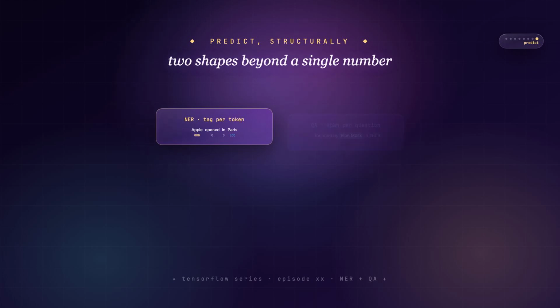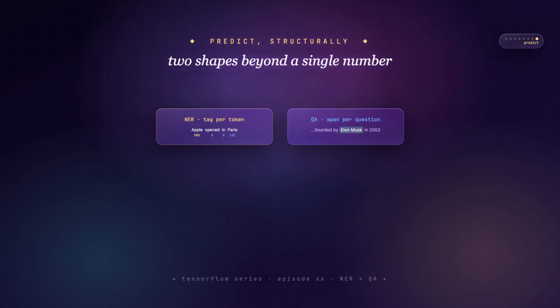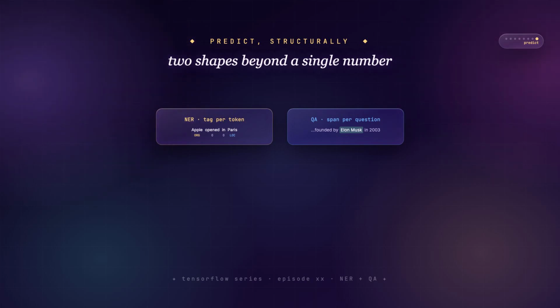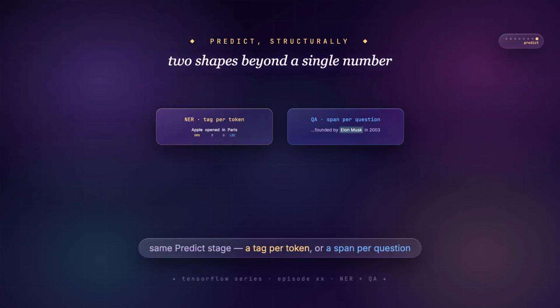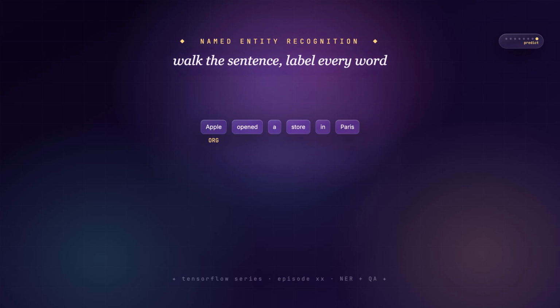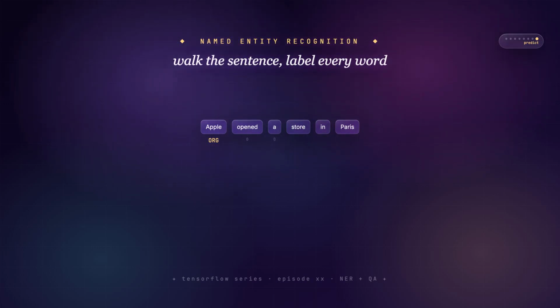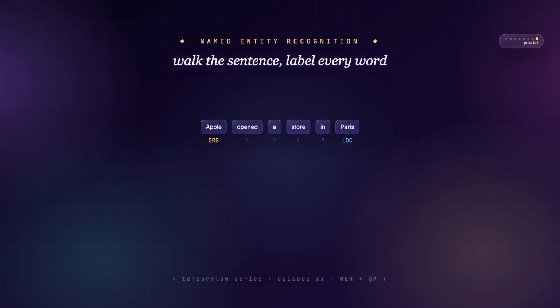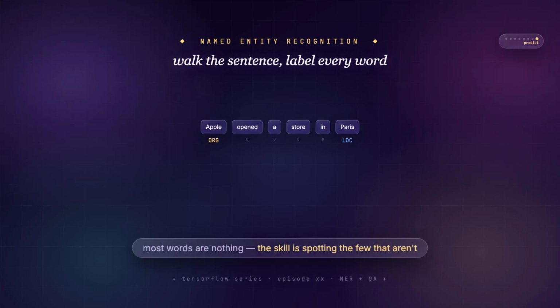Two flavors today. First, a tag for every token, that's named entity recognition. Second, a span for a question, point at where the answer lives. That's extractive question answering. Same predict stage, two new output shapes. Named entity recognition, NER for short, is exactly this. Walk through the sentence and label each token. Is this word a person, an organization, a location, or just nothing? Ordinary filler? Most words are nothing. The skill is spotting the few that aren't and saying what they are.